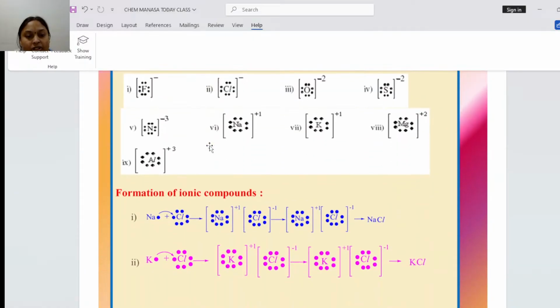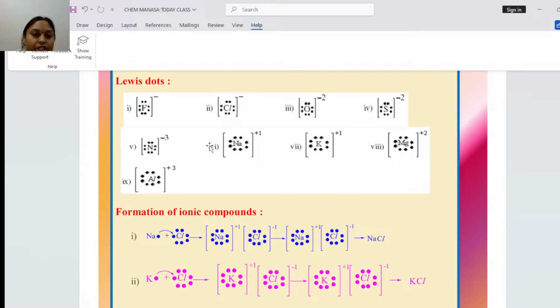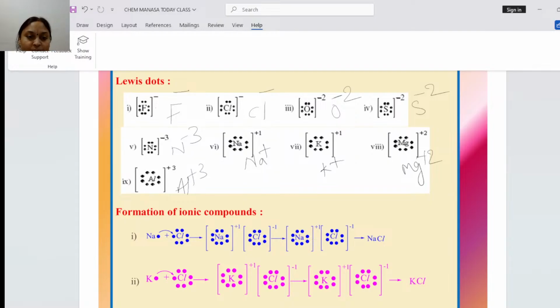So now we have the Lewis dot structures. Here, did you see the ions? Here the anion is given. What formula do we write? F minus. For chlorine, Cl minus. Here O minus 2, here S minus 2, and here N minus 3. Here Na plus, here K plus, here Mg plus 2. So whenever we see all these compounds, the symbol is given and the charge is given. That is the only difference. But when it comes to the electron representation, for each and every element, whether it is a cation or anion, we simply write the symbol and keep two dots on each side.